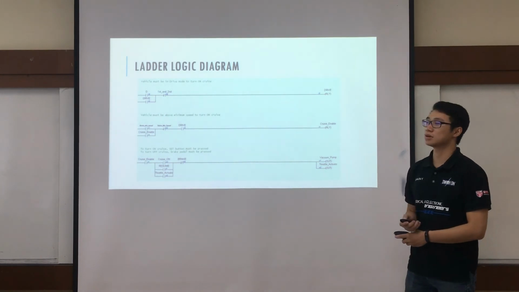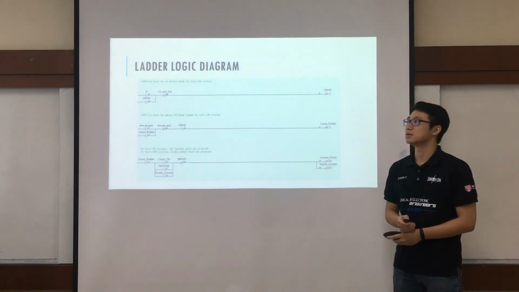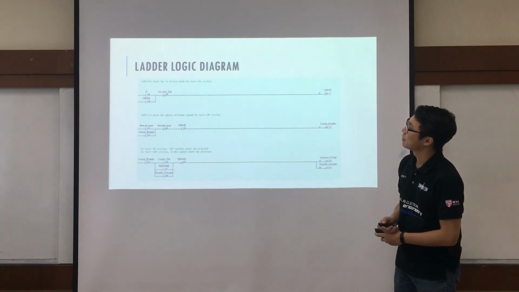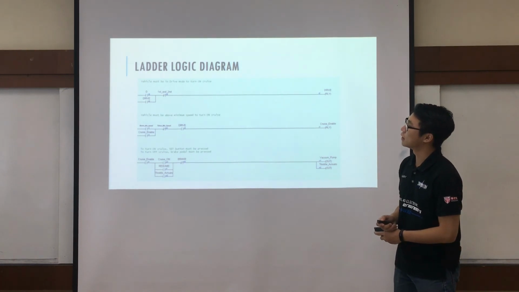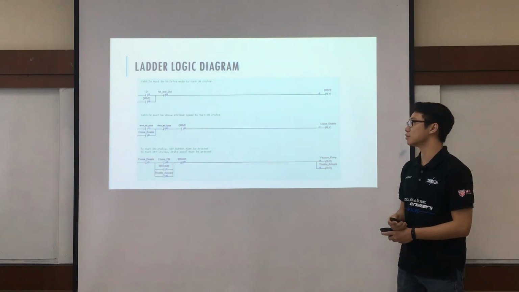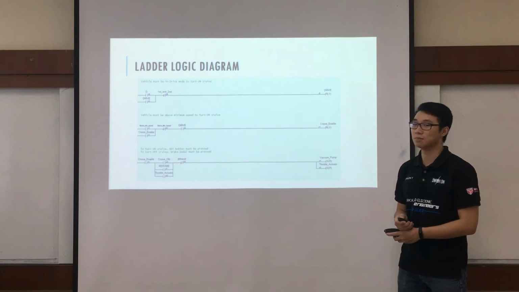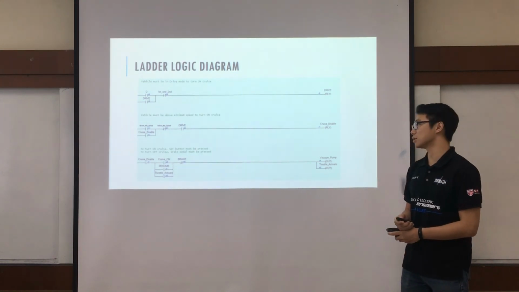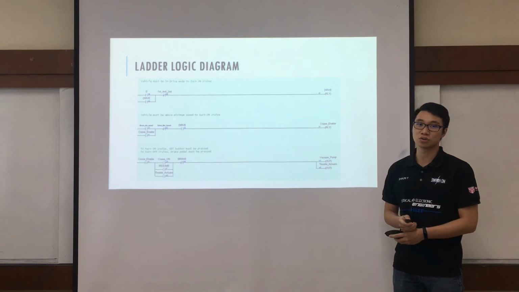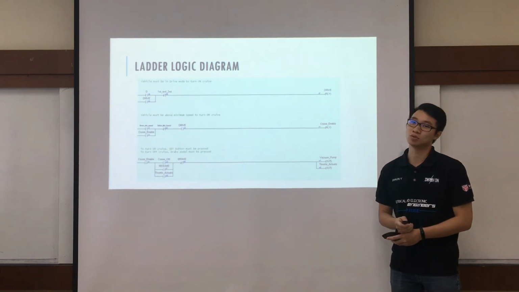So firstly, we will talk about the requirement of the drive mode. Secondly, we'll talk about the requirement of the minimum speed. Thirdly, we'll talk about how to turn on the cruise control. And finally, we'll determine the speed of the cruise control.